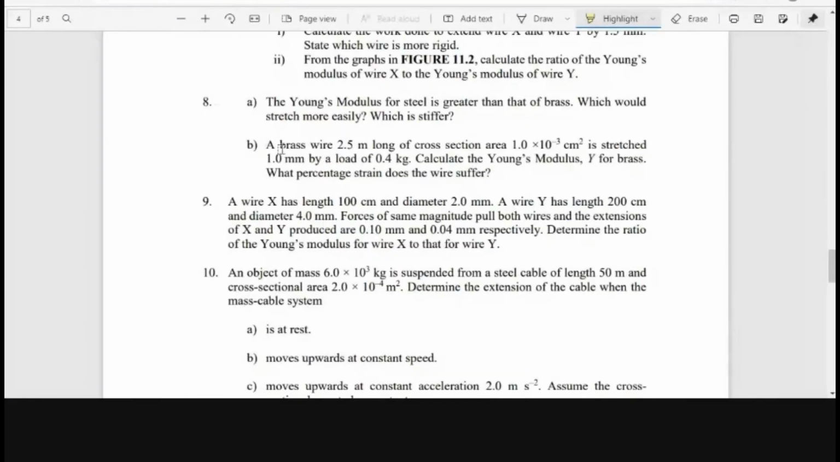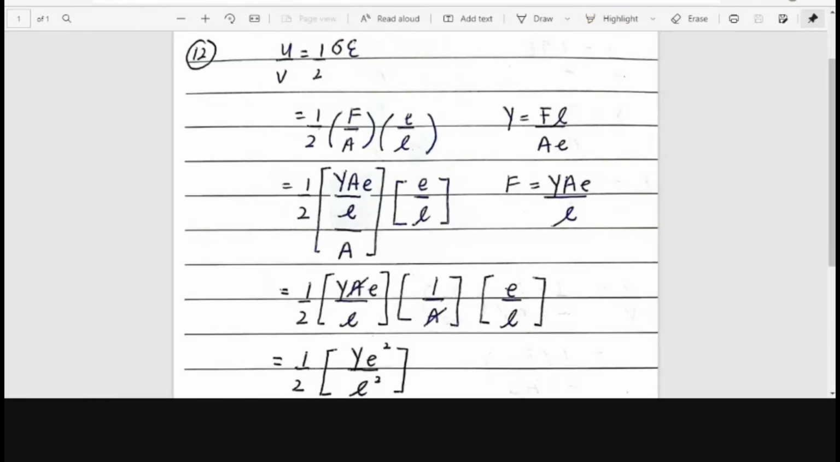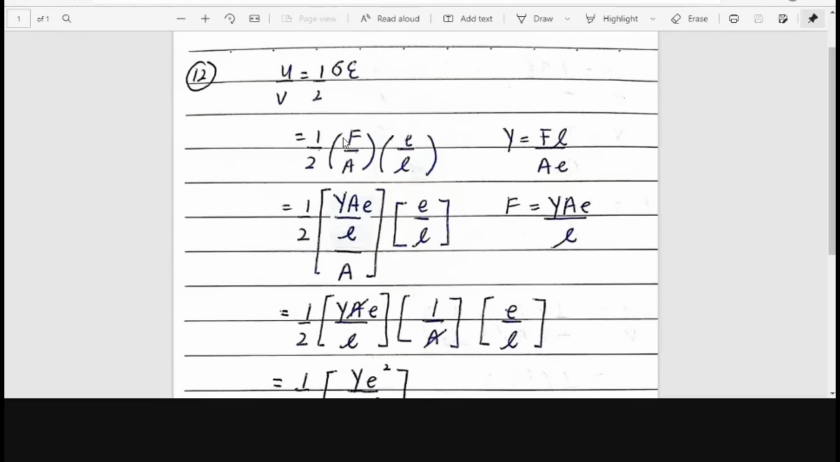Ada. Lupa juga. Okay, soalan 12. A rod of length L and cross-sectional area A is extended by E. If Y is the Young modulus for the material of the rod and the change in cross-sectional area is negligible. What is the energy per unit volume stored in the rod? Okay, so formula untuk energy per unit volume, U over V equal to 1 over 2 sigma epsilon, strain stress.